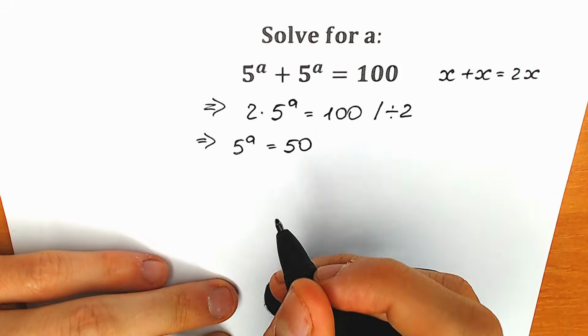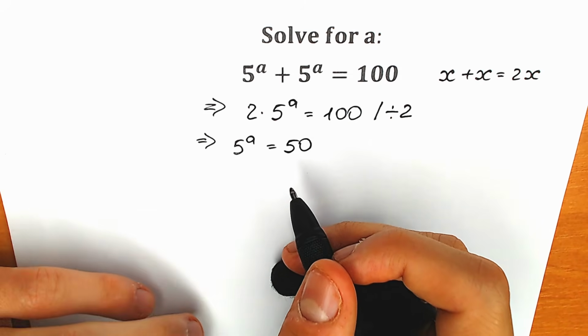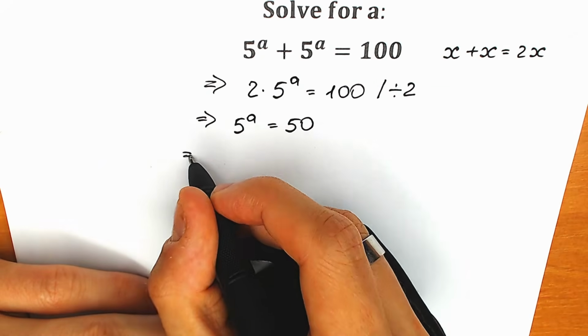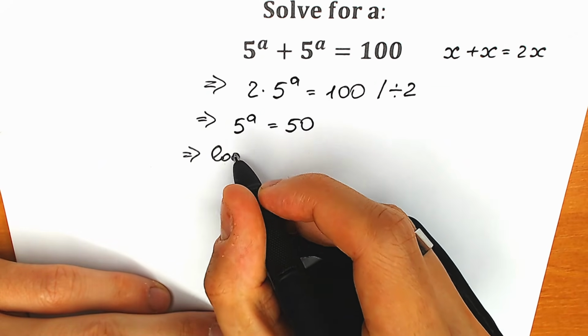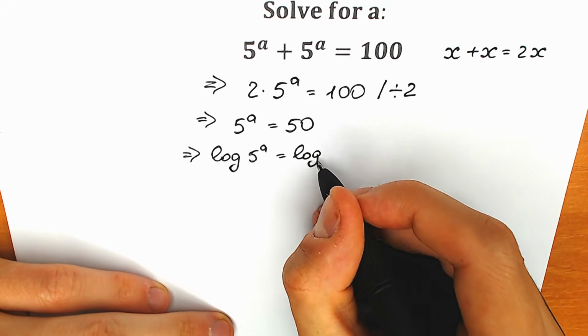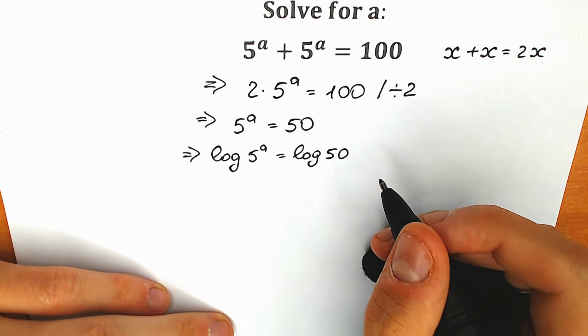This is a classic equation, so the best way to solve this type of equation is to apply log on both sides. So let's do it right now. Let's apply log, so we have log of 5 to the power a equal to log 50. We can easily do this, applying it on both sides, without any problems.